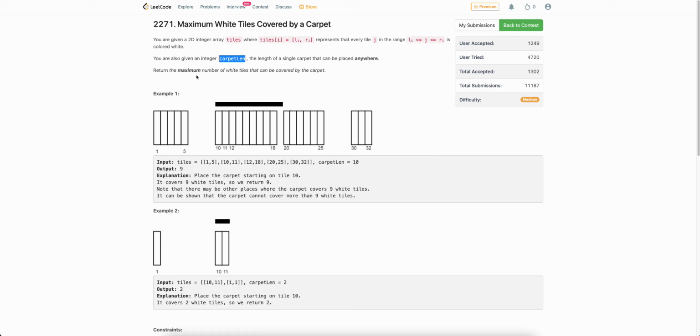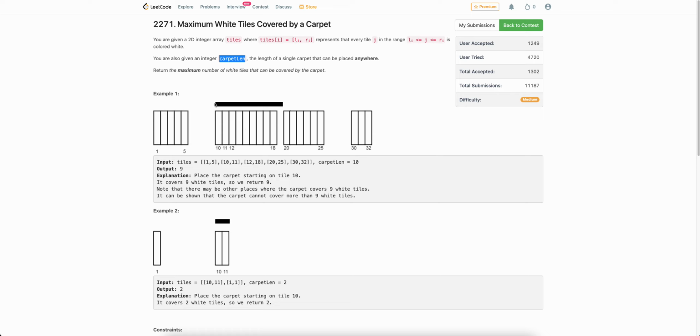What we need to do is place this carpet such that the total number of tiles covered by this carpet is maximized. So for example, here these are the cells: 1 to 5 are covered by tiles, 10 to 11 is covered by tiles, and then 12 to 18 is covered by tiles, and so on.